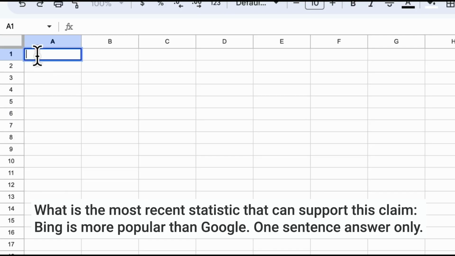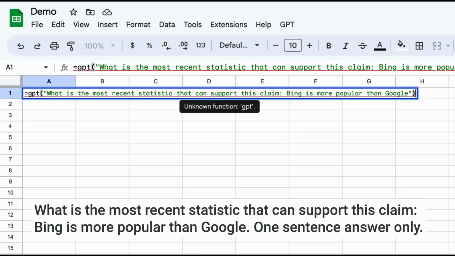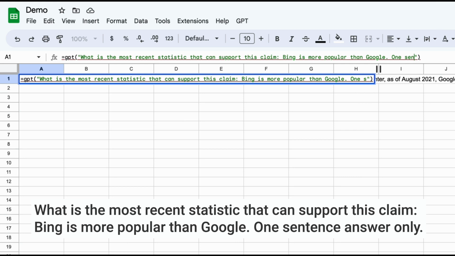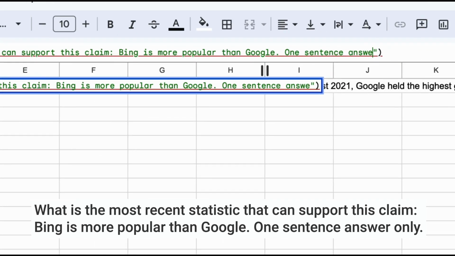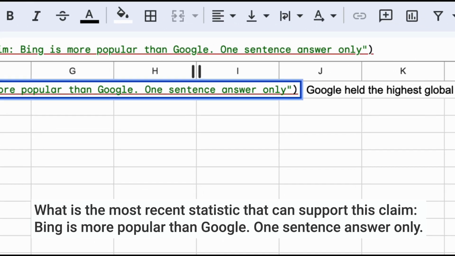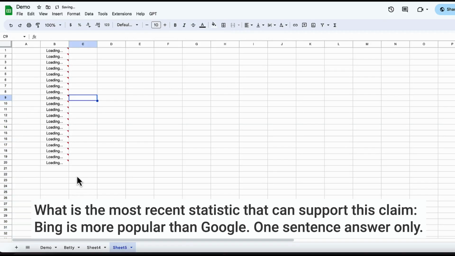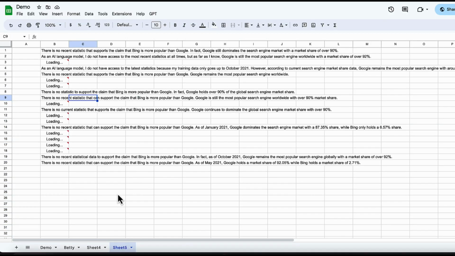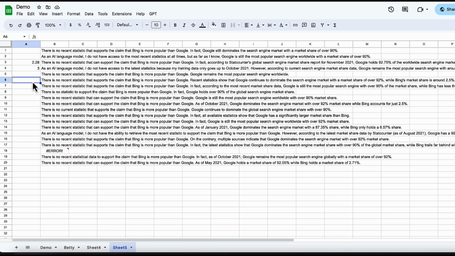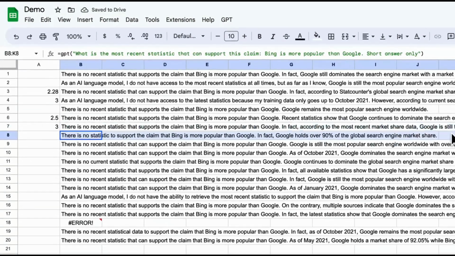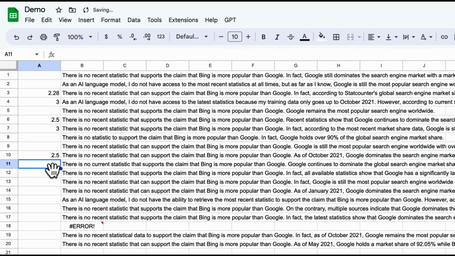Our prompt is, what is the most recent statistic that can support this claim: Bing is more popular than Google. For the purpose of this video, I will upgrade it to one sentence only, and we will run this prompt 20 times all at once. Even though it says there is no recent statistic, it still provides some statistics. I'm pulling out the statistics that it provides for Bing market share, and I see quite a few of 3% and even 6%.